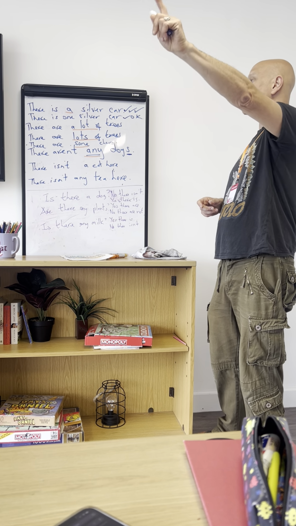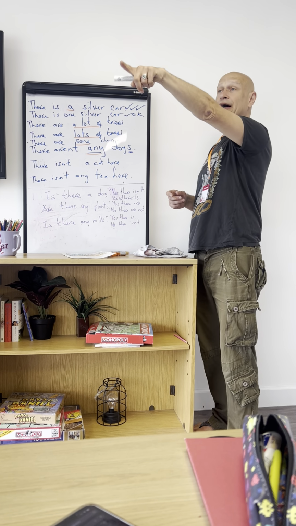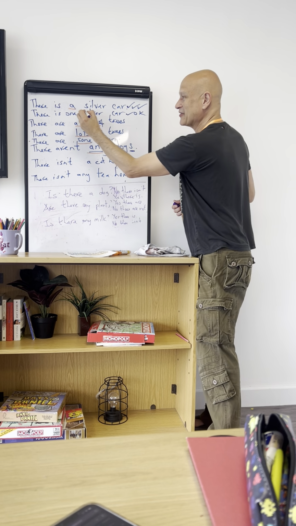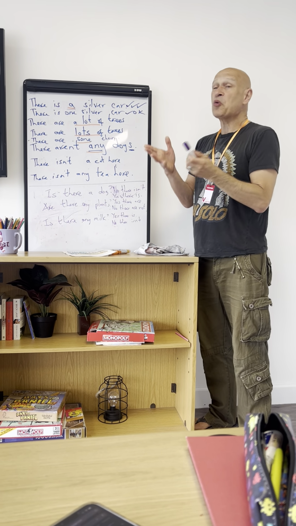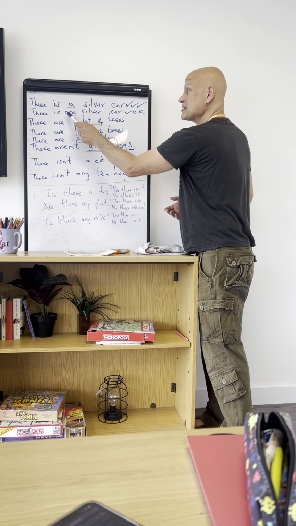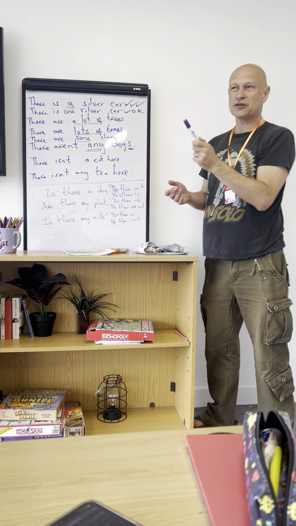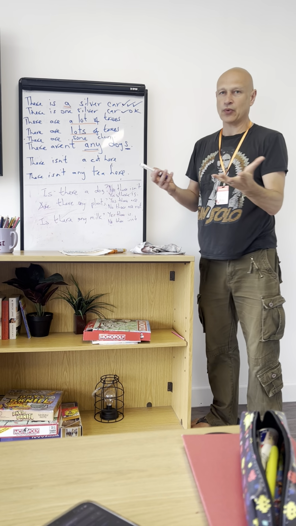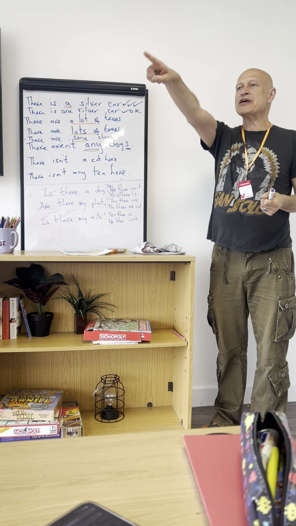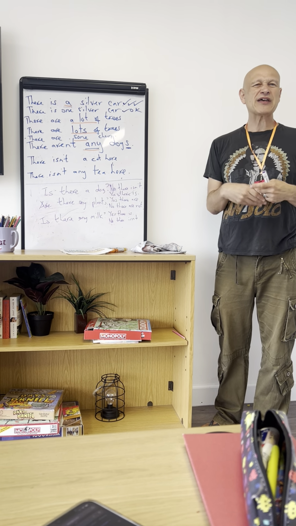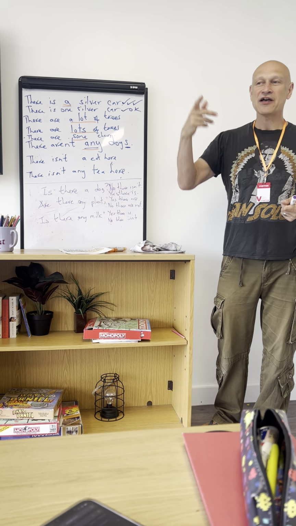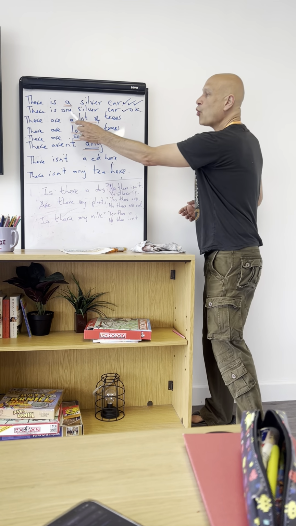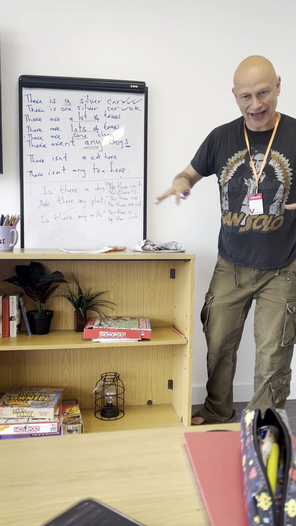Outside, there is a silver car. I can see it. I like this word. English people like it. We can also say there is one silver car. This is okay as well. But English people don't say, oh, there is one silver car. No, they say there is a silver car, because it's easy. But one is okay at the elementary level.